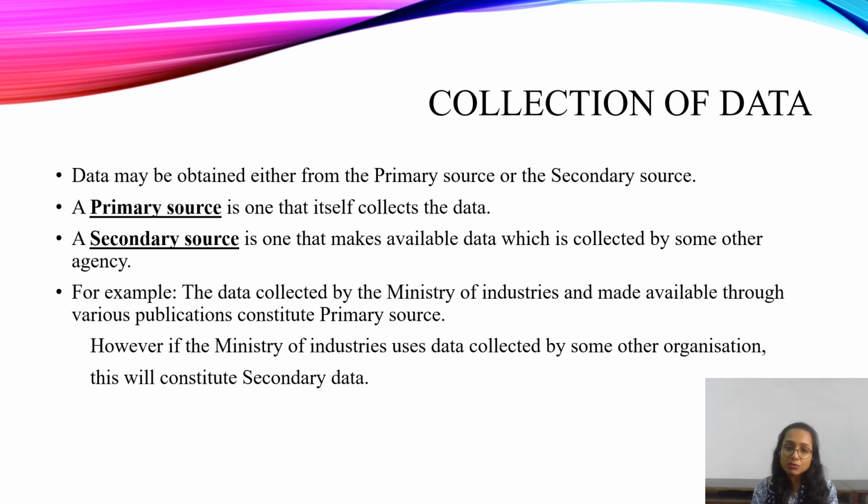A primary source is one that itself collects the data. A secondary source is one that makes available data which is collected by some other agencies. For example, the data collected by the Ministry of Industries and made available through various publications constitute a primary source. However, if the Ministry of Industries uses data collected by some other organizations, this will constitute secondary data.